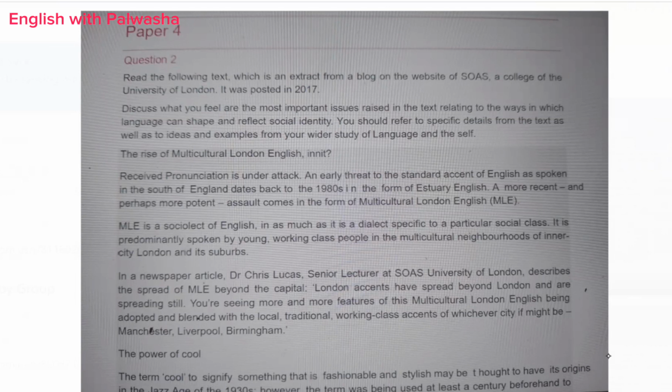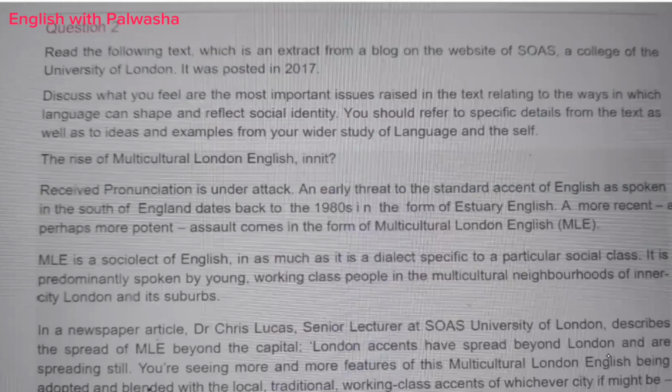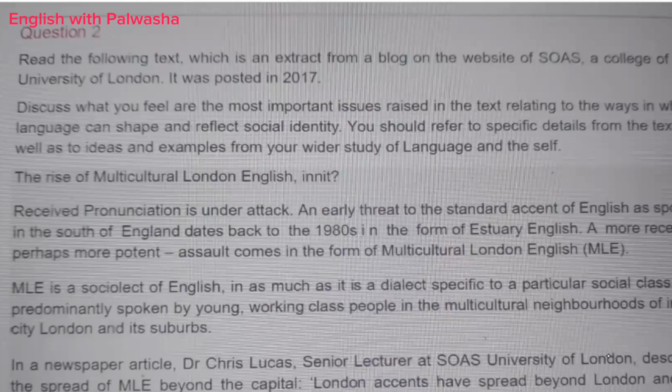So, as you know, in this paper, what are the questions basically? We have to search for the main issues. In paper 4, the most important issues are being asked. Whatever issues are discussed in the text, we are going to discuss and analyze them.